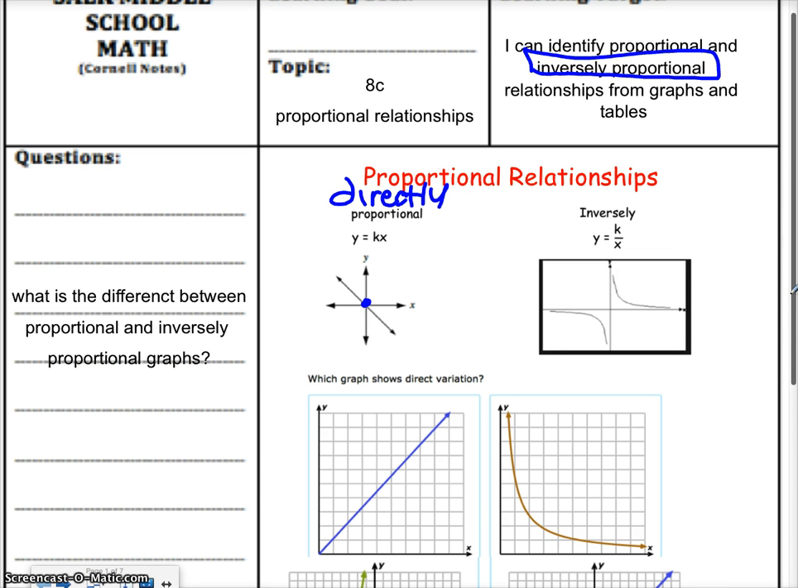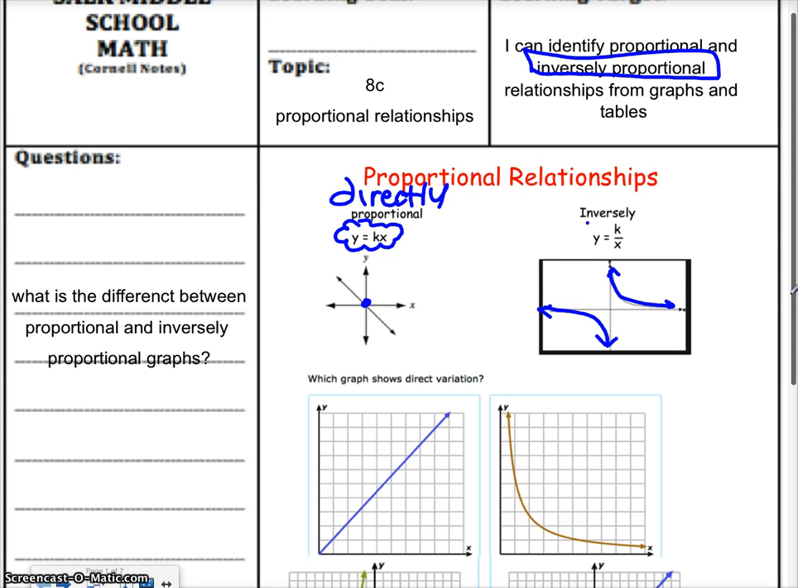Inversely proportional looks kind of cool. They never cross zero. The graph will never cross that zero. So it's the opposite. This goes through zero. Inverse doesn't even touch zero. The reason for that, if you look at the equations directly, y equals something times x. Y equals kx. That's the equation you're going to use today. And you used it already yesterday.